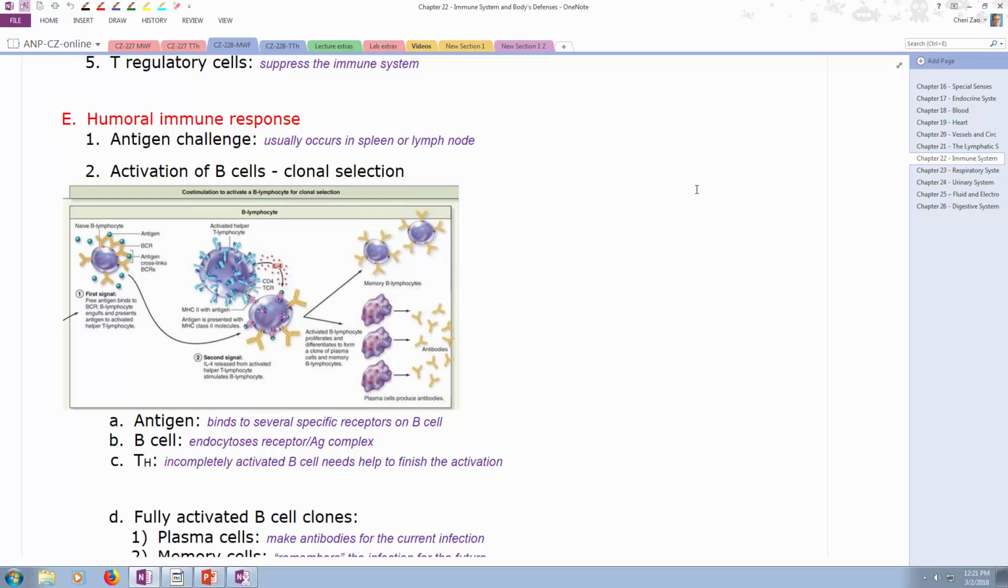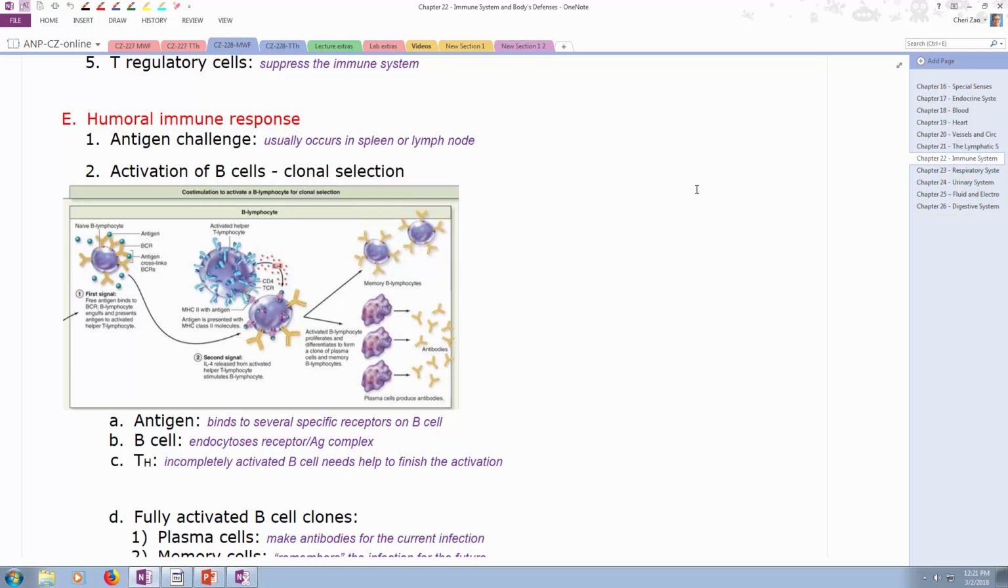And we talked about plasma proteins can actually be part of the exudate. Antigen challenge usually occurs in the spleen or the lymph node. Spleen if it's the pathogens in the blood, lymph node if the pathogen is in the soft tissues. You guys follow that? Interstitial fluid gets in the soft tissues and then gets into the lymphatics and then goes into the lymph node.